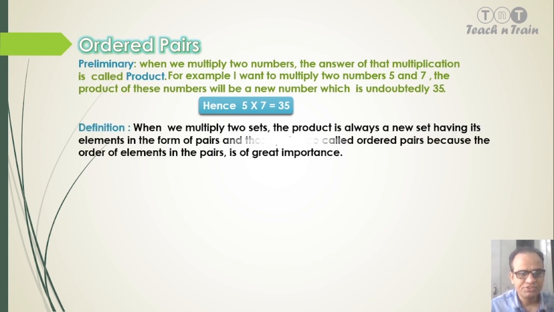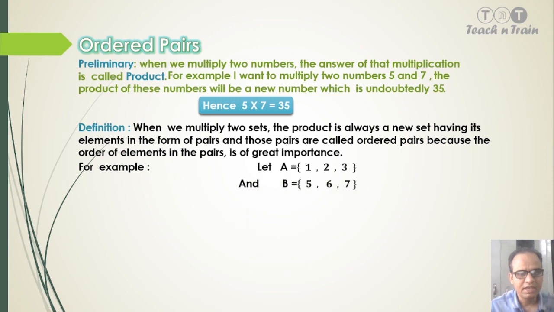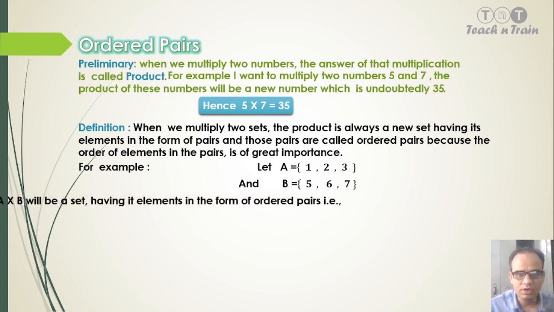Now let's revert to the concept of ordered pair. When we multiply two sets, the product is always a new set having its elements in the form of pairs. And those pairs are called ordered pairs because the order is of great importance. So let's start with an example. I am taking two sets A and B such that the elements of A are 1, 2 and 3 and the elements of B are 5, 6 and 7. If I multiply these two sets, I'll get a new set A cross B which will have its elements in the form of ordered pairs.